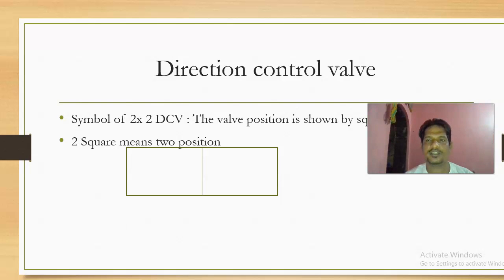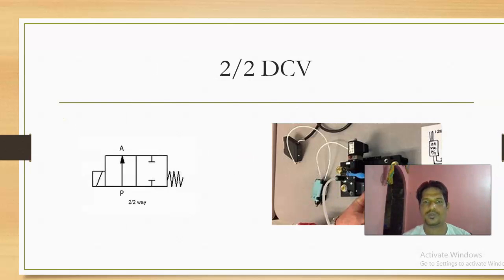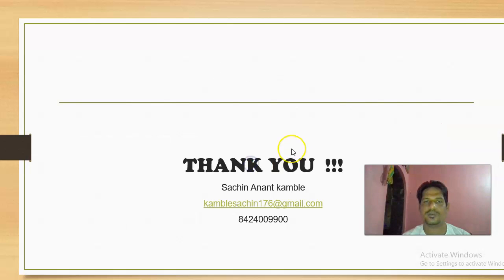So we can read this DCV. This 2 square means 2 positions. Symbolically, 2 by 2 means 2 squares. One is for the port and another is for the position. So these are some examples.